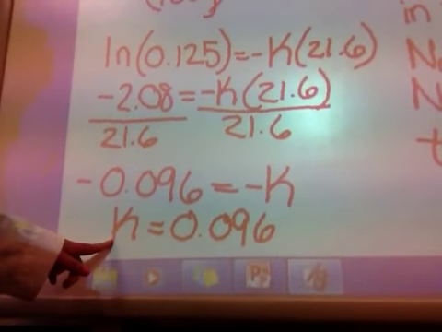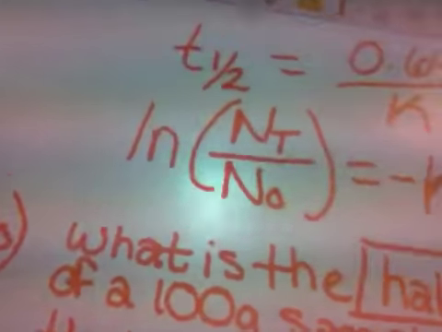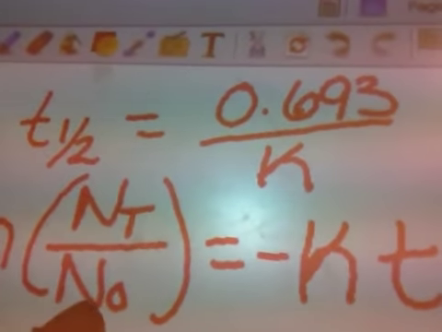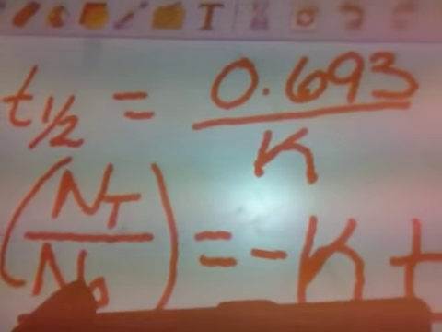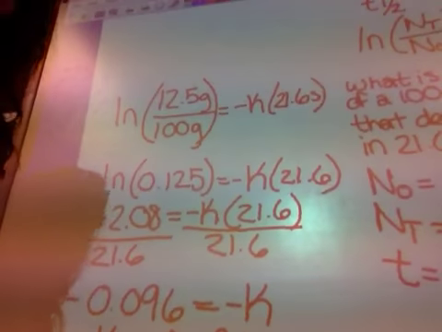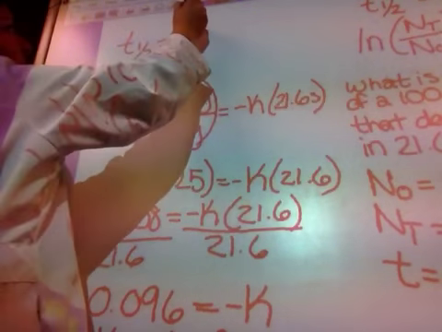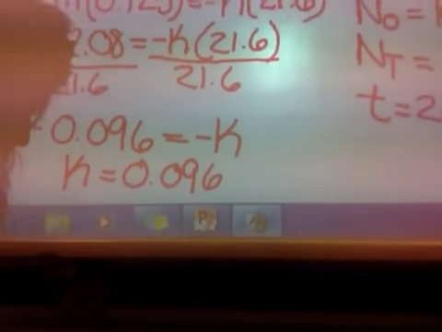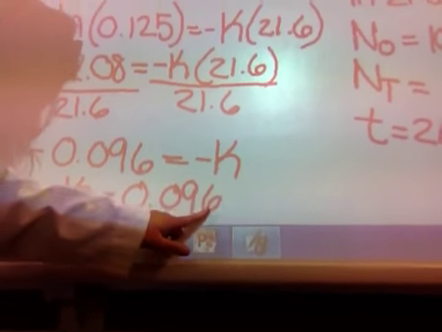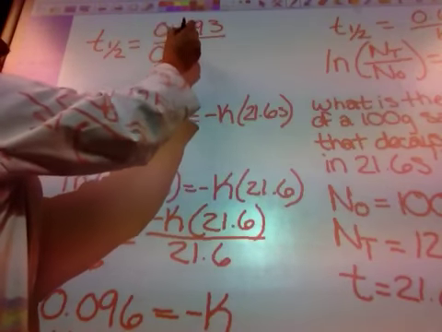So now we have K. So now I could find my half-life, because I know up here, half-life equals 0.693 over K. Well, I just have that number, it's a constant, and I know what K is now, so I could find my half-life. So let's do that. My half-life would be 0.693 over K. Well, we just solved for K. We know that K is equal to 0.096. So we're just going to plug in that value underneath here.